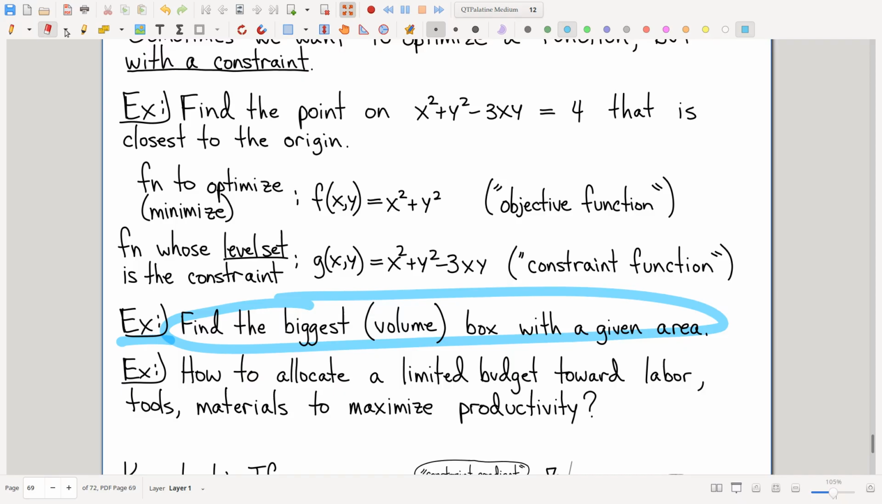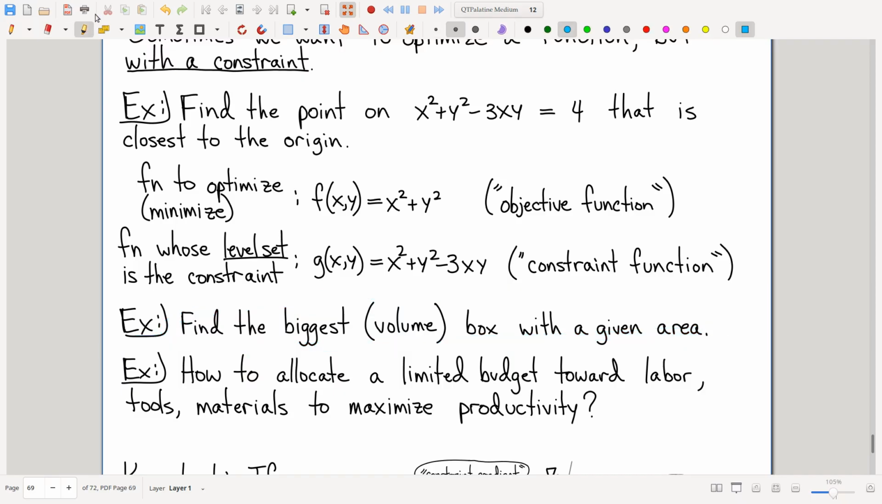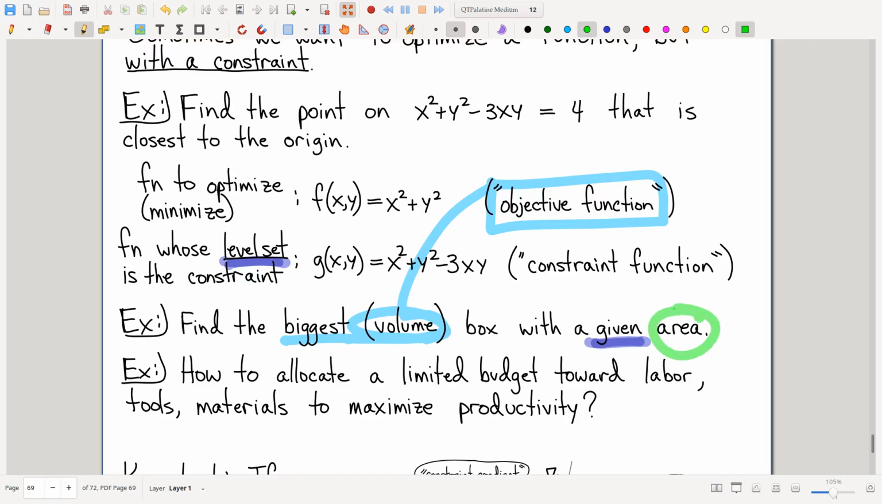And in a situation like this, pretty easy to see. What we're trying to maximize is volume. So volume will be our objective function. And we have a fixed amount of area. So area is our constraint function. Everybody see how that works?